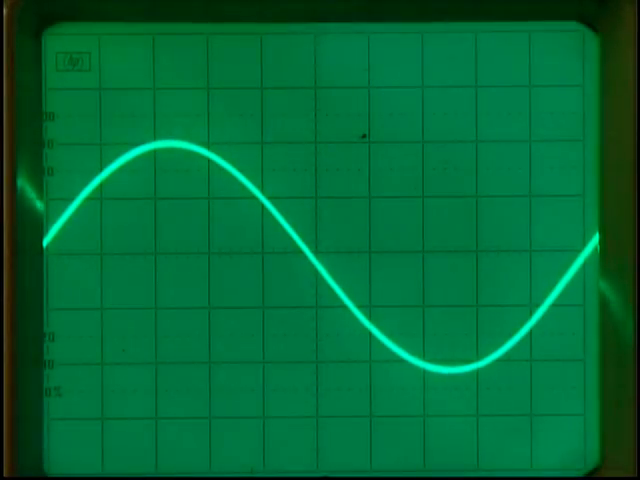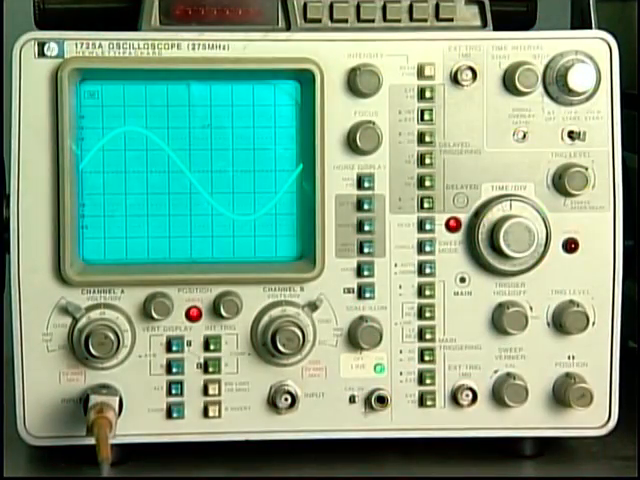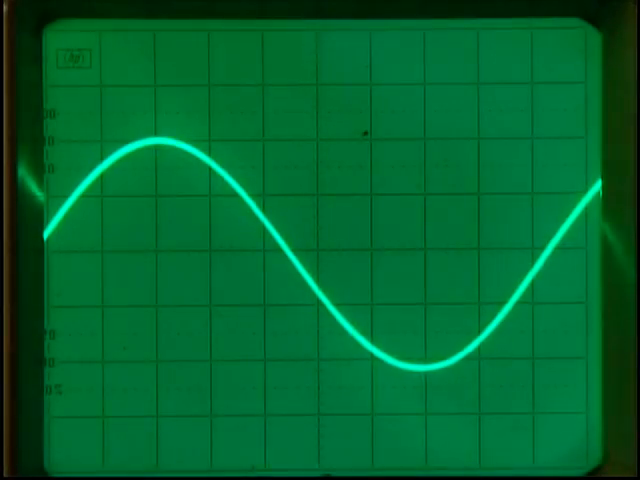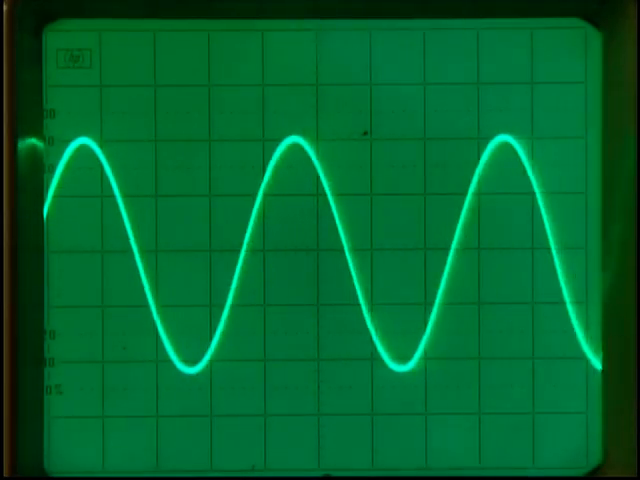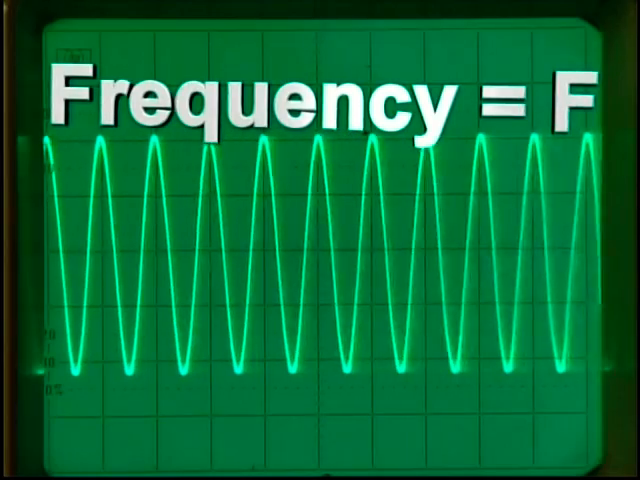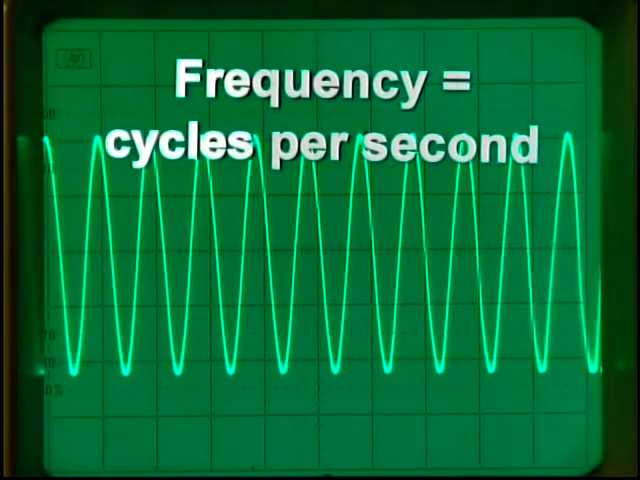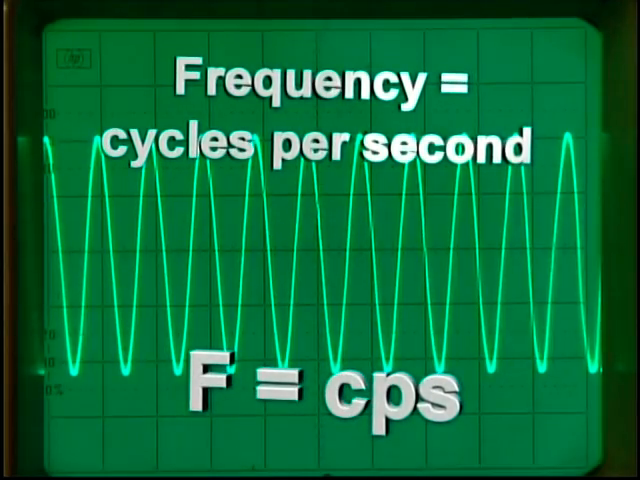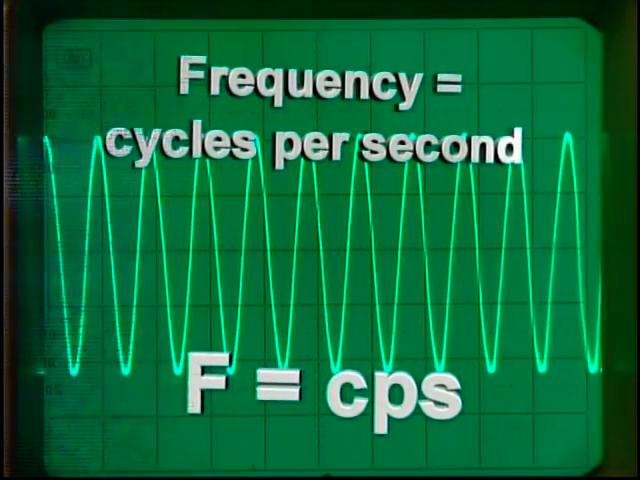When the waveform of an AC voltage passes through a complete set of positive and negative values, it is called one cycle. It can be displayed on an instrument called an oscilloscope. The number of cycles generated in 1 second is called the frequency. The symbol for frequency is F and is expressed as frequency equals cycles per second, abbreviated as F equals CPS.